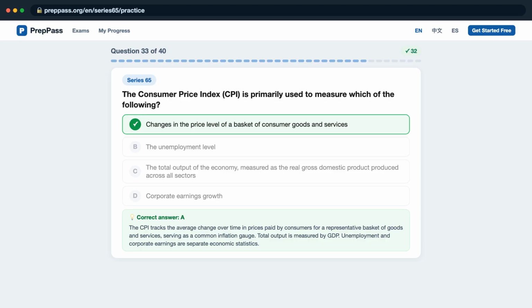Unemployment and corporate earnings are separate economic statistics.